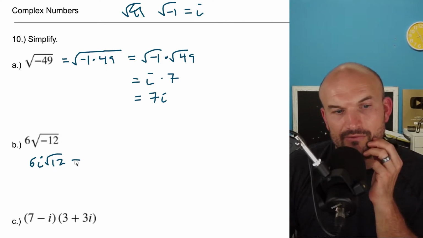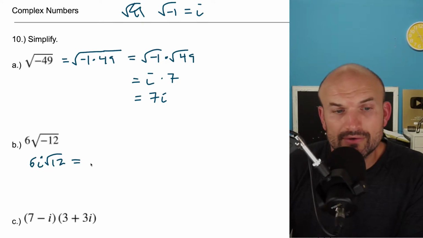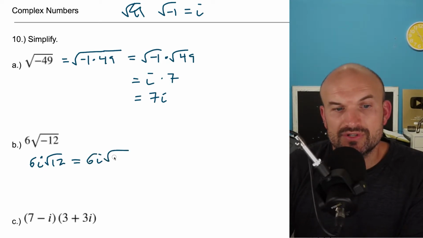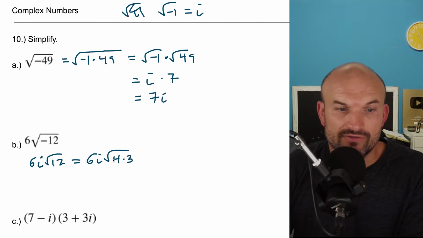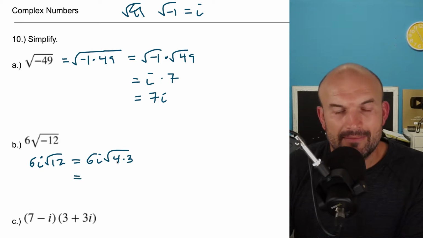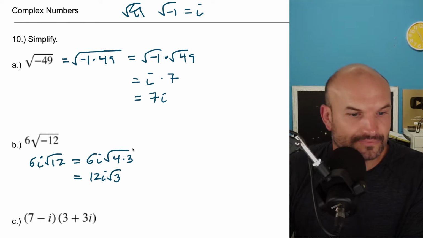Now I can go ahead and rewrite the square root of 12 as the square root of 4 times 3. So 6i times the square root of 4 times 3. Now I can take the square root of 4, which is going to be 2. I can't take the square root of 3, so that's going to remain in there. And then 2 times 6 is going to be 12i times the square root of 3.